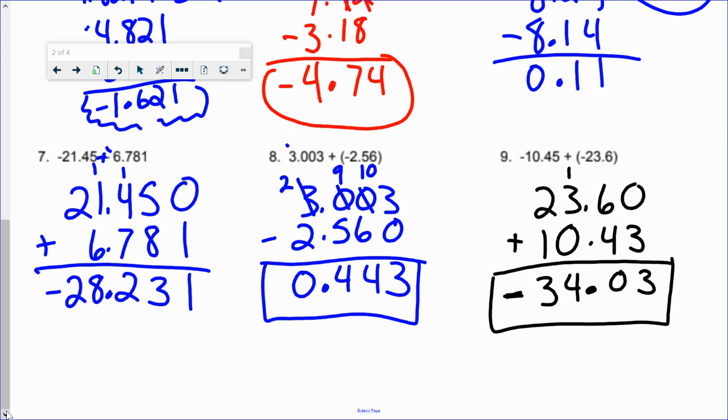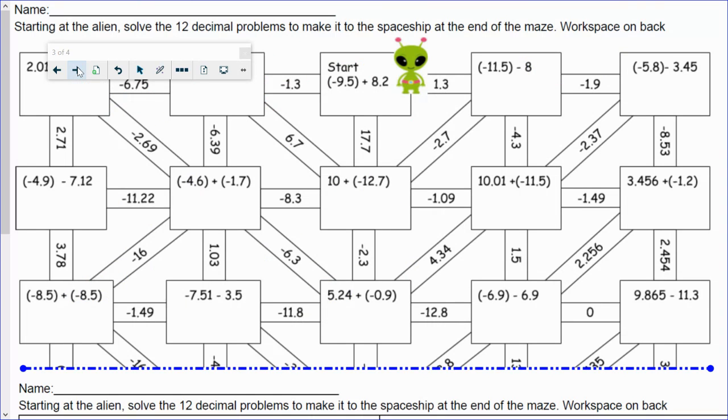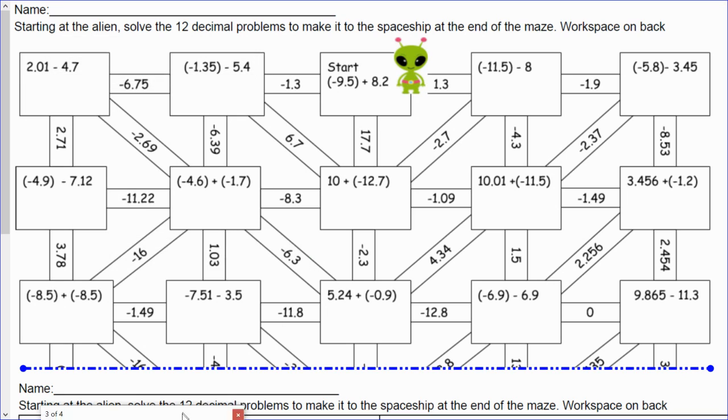Okay, so we need to pause this and glue it into your notebook. And then let's look at this maze. Starting at the alien, we're going to solve 12 decimal problems to make it to the spaceship at the end. There is workspace on the back, on the second page, but I'm going to try to work this through so we can do it right here on the screen. So you are going to go through 12 problems.